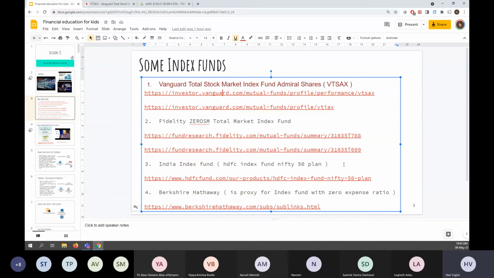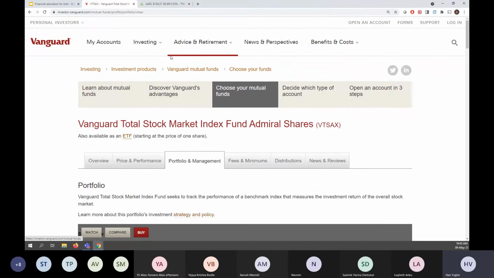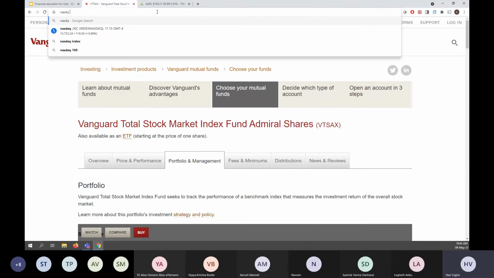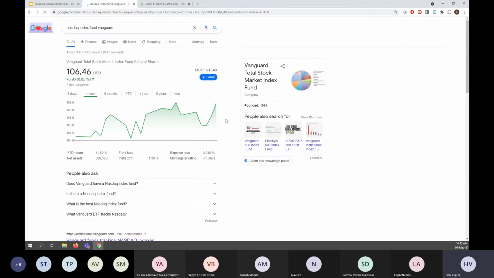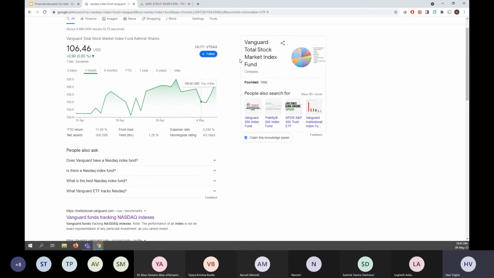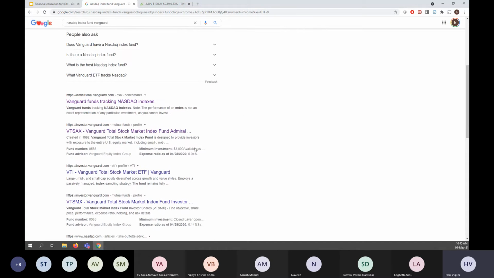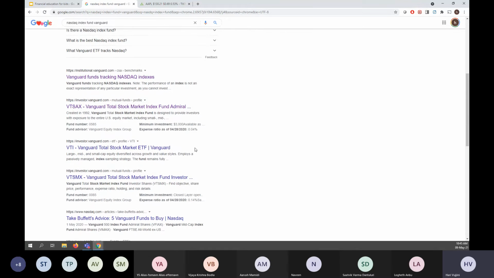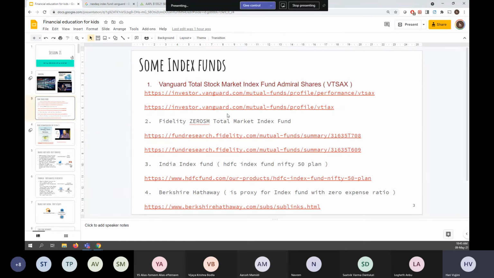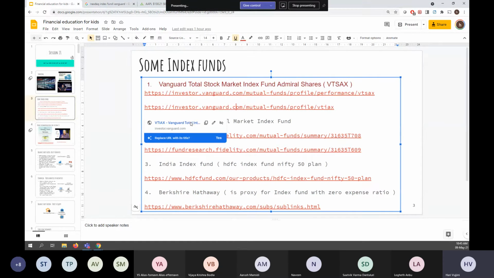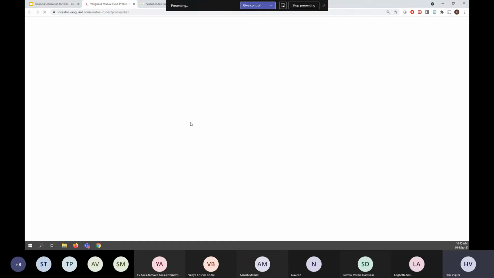Maybe you are interested in Nasdaq. Then you could invest only in those stock companies. Vanguard also has a Nasdaq index fund, so people can also invest in Nasdaq. If it is Nasdaq, then people are investing only in technology companies. That's also a difference. So let me show you one more index fund here.